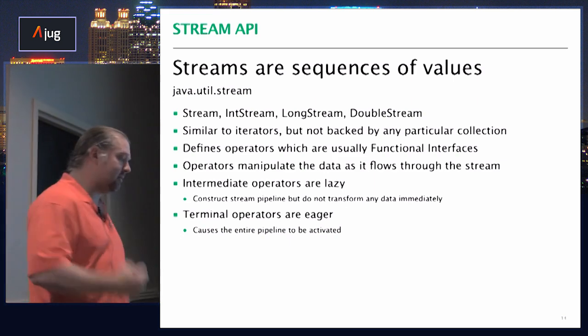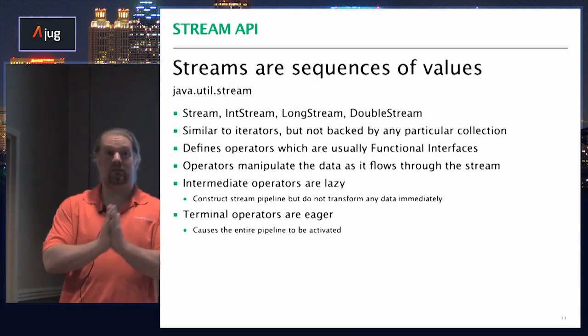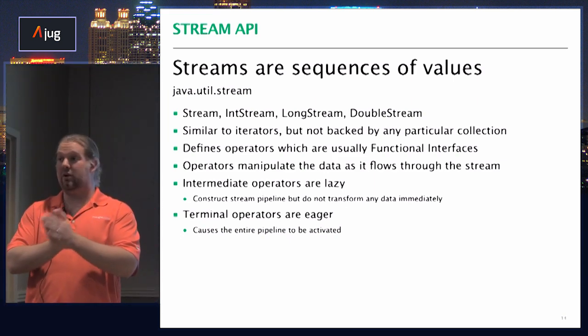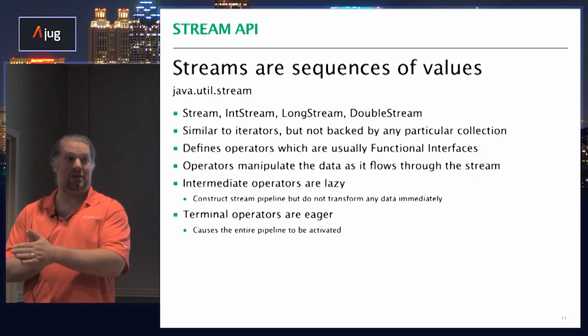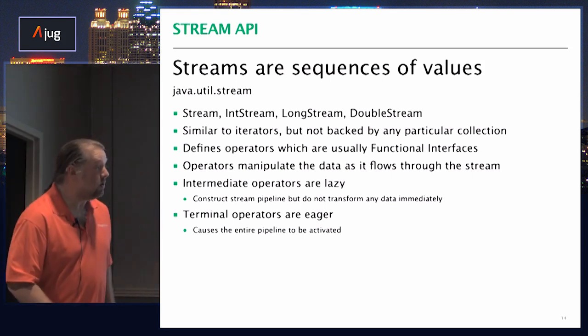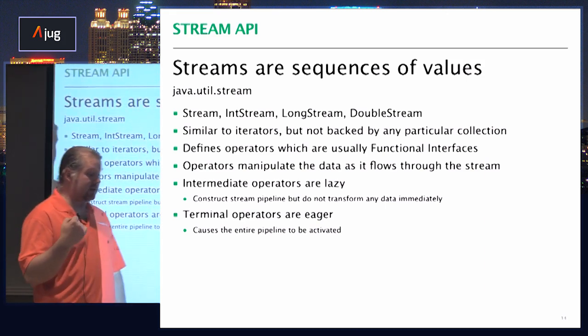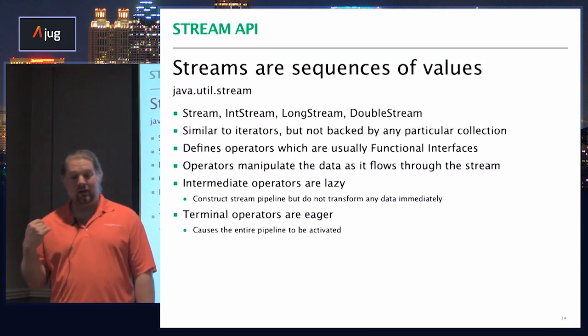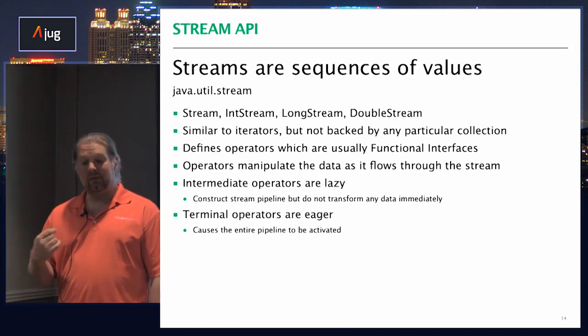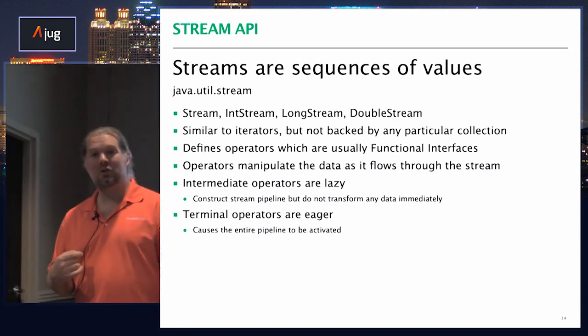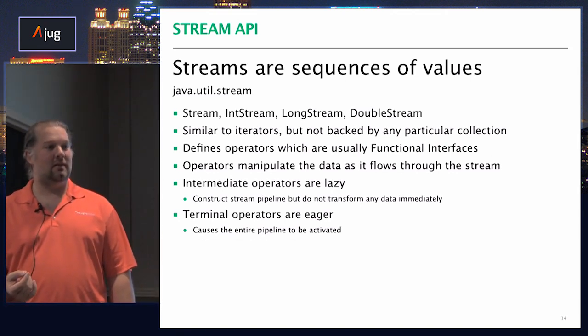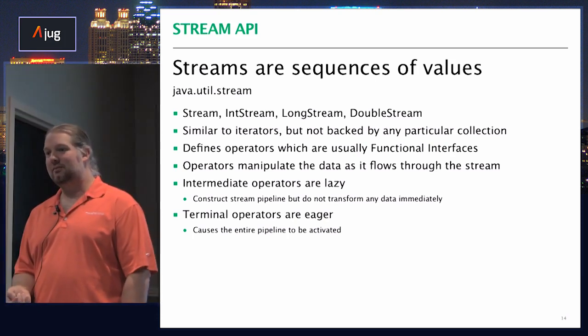All right, so streams. In general, we're good with functional interfaces and lambda expressions? Okay, cool. So the Streams API was built into Java 8 mainly to clean up and help to parallelize the processing of large collections of data.